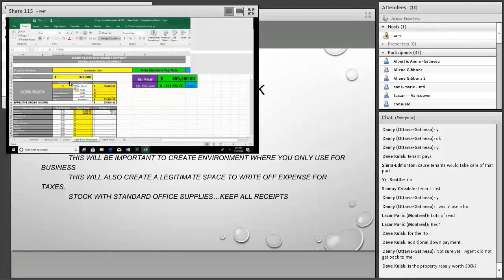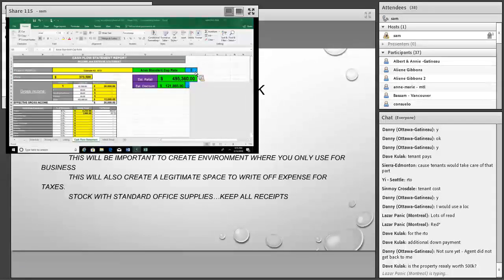Okay, so let's talk about a couple key points. Look, the property itself is 375. Is the property really worth 500K? Well, that would be based on the cap rate of that particular area. Now it's sitting at 5, right? The cap rate, but the cap rate could be 6, it could be 7, right?